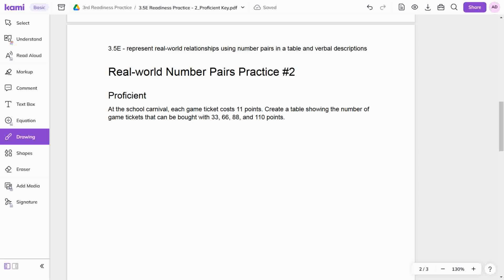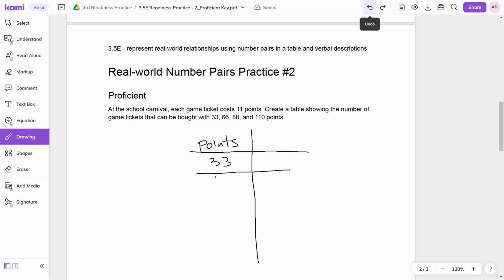Okay, so let's make our table here, and let's just put these two columns in here. I'm going to make mine go side to side between the two columns here. So my points are going to be 33, 66, 88, and then 110. And then what I use the points for is to buy tickets.